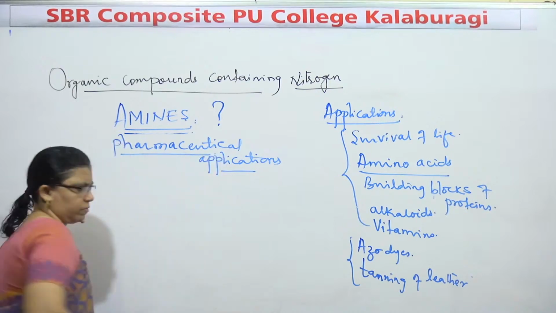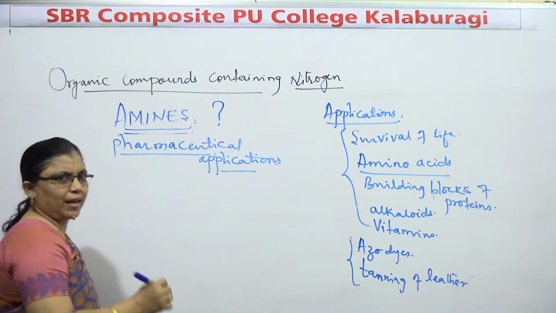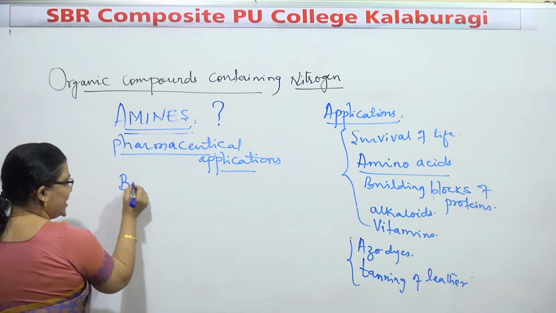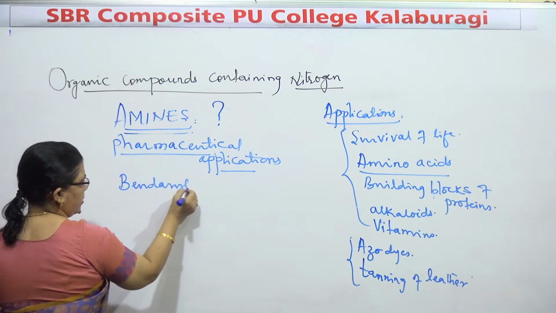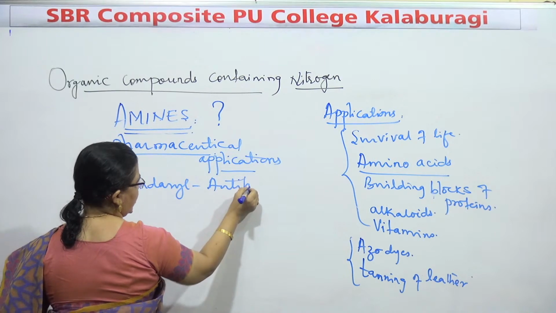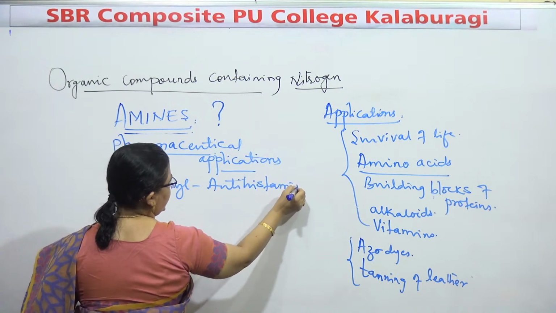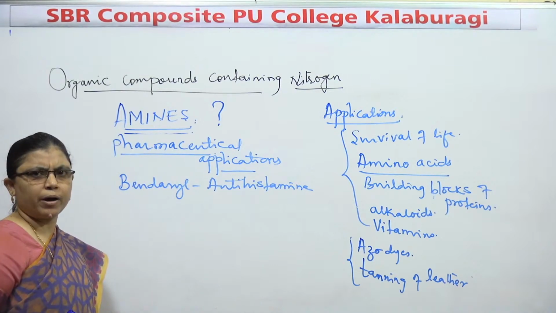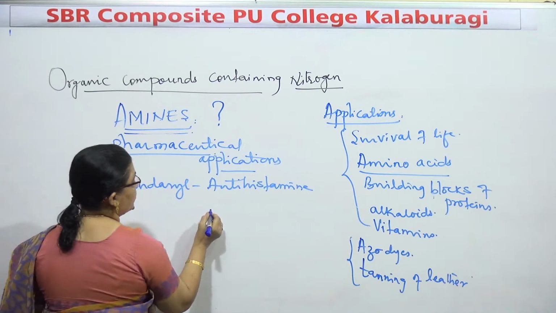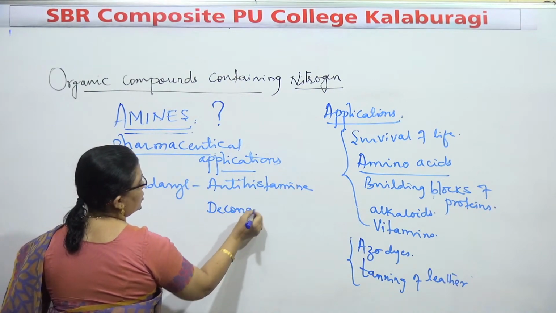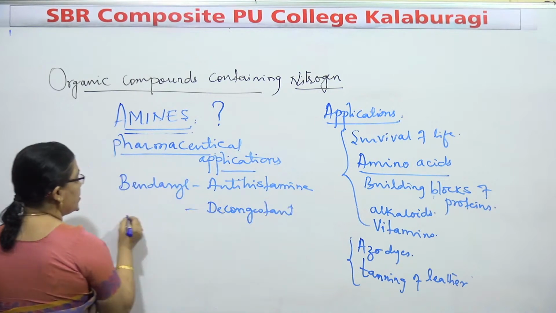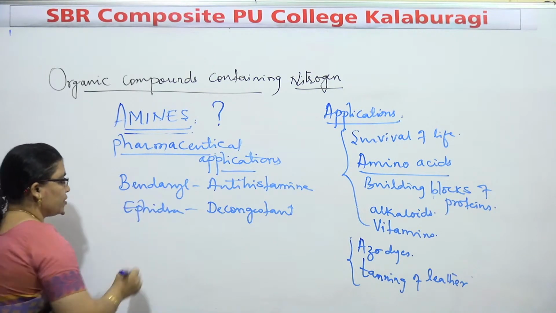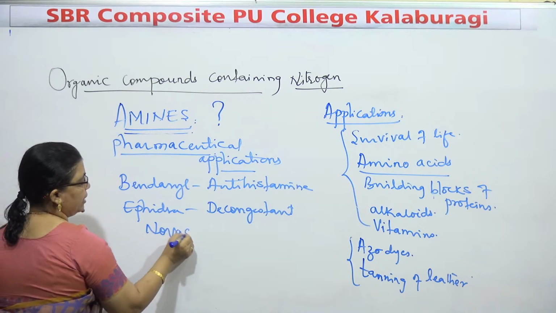Pharmaceutical applications. If we go for an example, like Benadryl, which is an antihistamine drug. Antihistamine means what? It relieves allergy. Even the decongestant, like ephedrine, also contains an amino group. They can also be used for anesthetic purposes, as Novocaine.